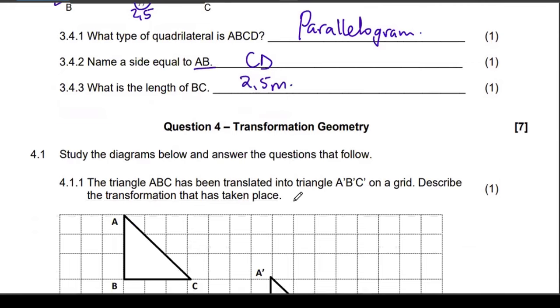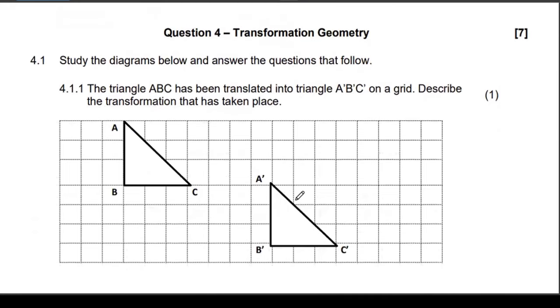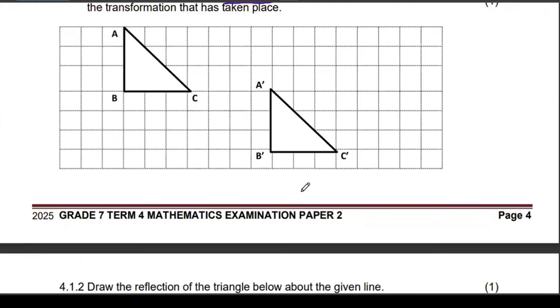All right, then question 4, which is the transformation geometry. Study the diagrams below and answer the questions that follow. Triangle ABC has been translated. Okay, it has been moved around into triangle A prime, B prime, and C prime on the grid. Describe the transformation that took place. So when it is a translation, you need to talk about the move in the X and then also the move in the Y. So if I look at point A, let me use point A because you don't need to use all the points, just use one point.